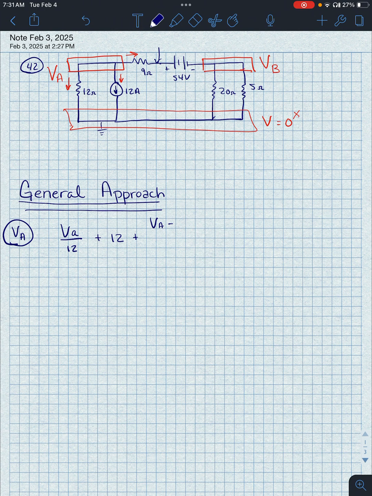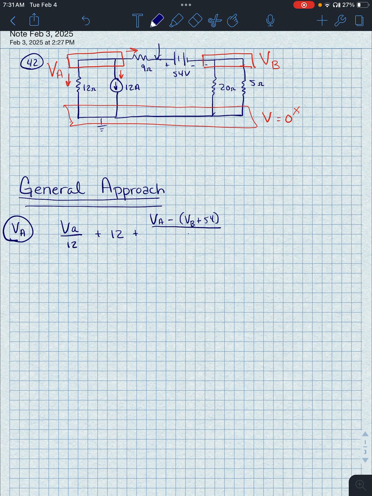At that point, what would the voltage be right there? Well, it's not VB because we have this 54 volt source between VB and the 9 ohm resistor. So what it would be is whatever VB is plus the 54 volts. So VB plus 54 is the voltage on the other side of the 9 ohm resistor, and when we divide by 9, that would equal 0. Okay, so there's our first equation.